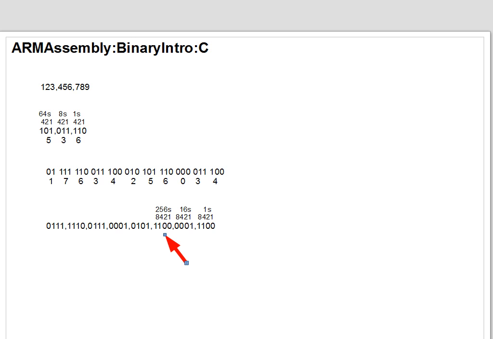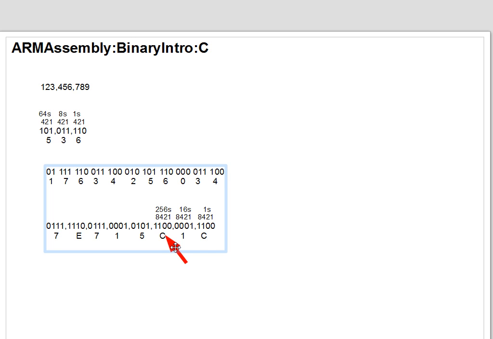So the binary value from the diagram translates into 7. 0111 is 7. 1110 is 14, or E. And then 0111 again is 7. And 0001 is 1. 1101 is 13, or D. But here, 1100 is 12, or C. And then another C. 7E715C1C.